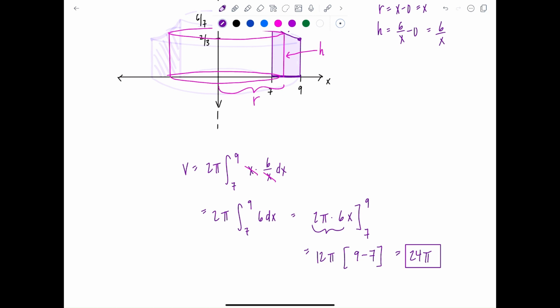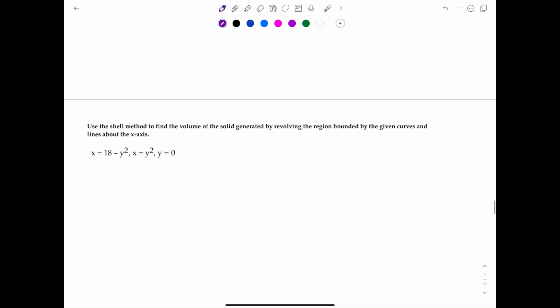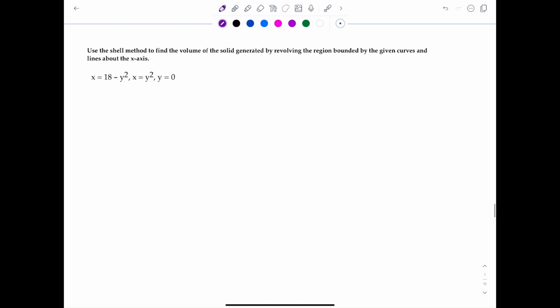Okay, I do have a few more. Use the shell method to find the volume of the solid generated by revolving the region bounded by the given curves and lines about the x-axis.